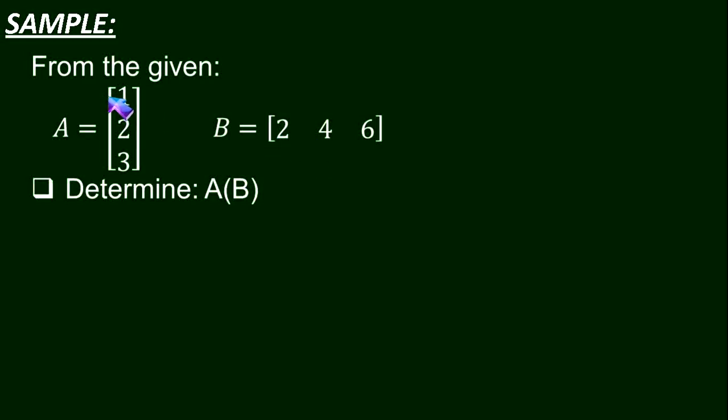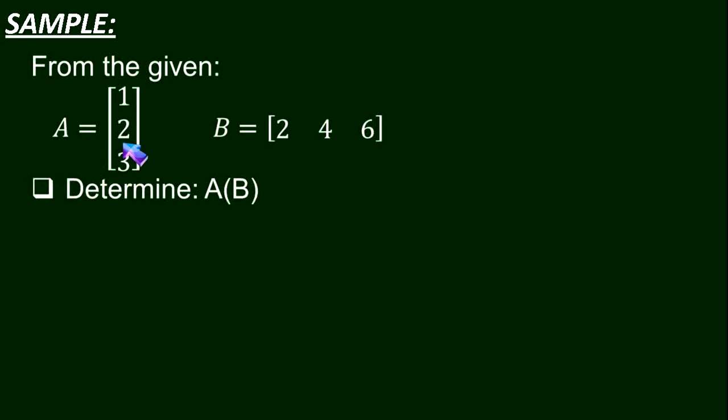So, in our first example, we have here the given. Matrix A is equal to, that is a 3 by 1 matrix. And yung matrix B natin, that is 1 by 3 matrix. So, yung unang rule natin sa multiplication, so that we can multiply two matrices, dapat yung number of row nung A, or yung number of row ng first matrix, that is equal to the number of column ng second matrix.